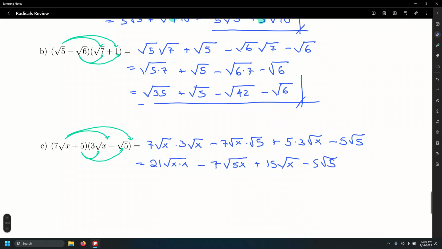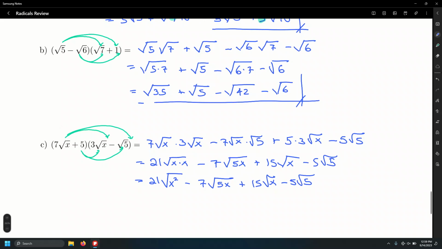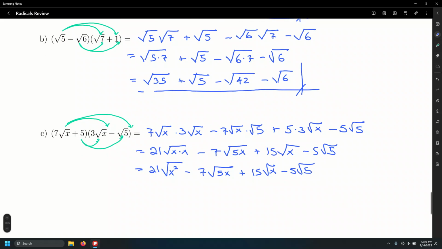Well, we may be able to simplify things a little bit here, but I don't think there's much to do. So just the x times x, which will be x squared inside of the radical, and then everything else just remains the same. 7 square root 5x plus 15 root of x minus 5 root of 5. All right, and well, the only term we can simplify is that first term. What's the square root of x squared? X. Just x, all right?